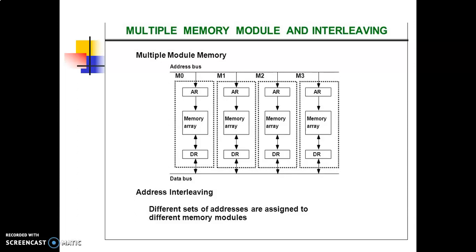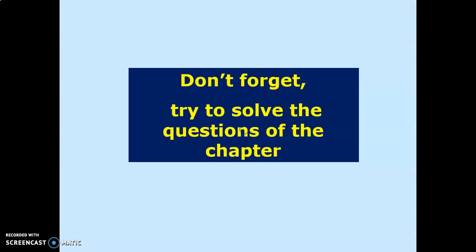So this is an example of multiple memory modules and interleaving. This is another implementation, and previously we have seen pipelining in structure. So this is all about vector processing.